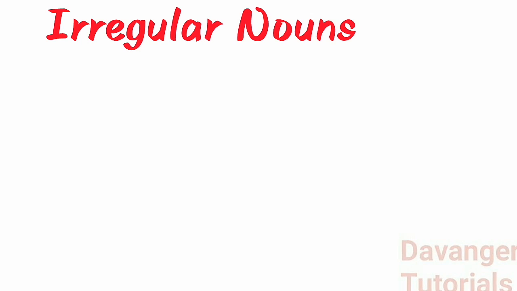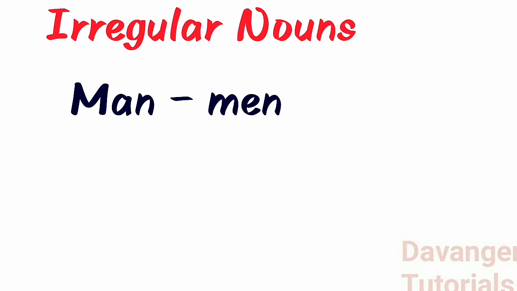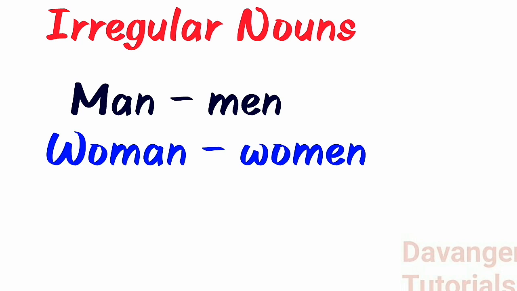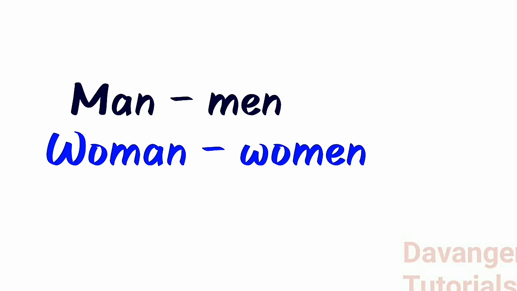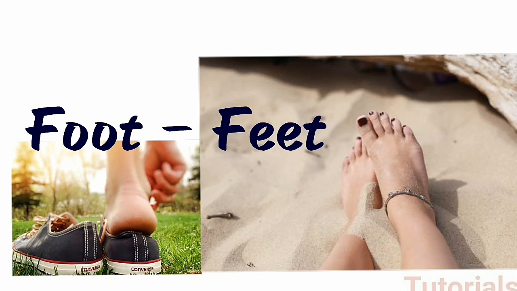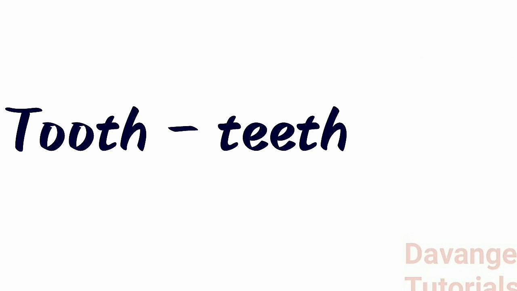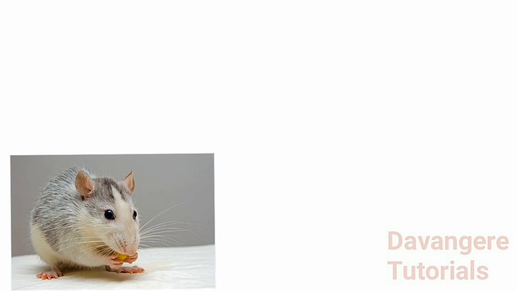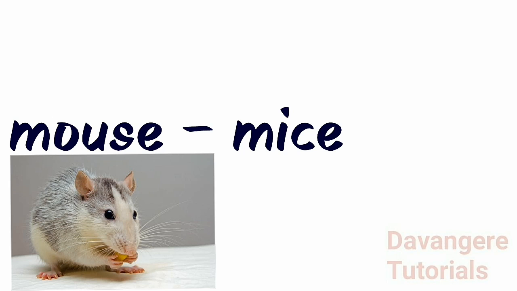There are some irregular nouns. You have to change them internally. Man becomes men. A is replaced with E. Woman becomes women. You have to pronounce it like wimmin. Foot becomes feet. Tooth becomes teeth. These are very important for exams.